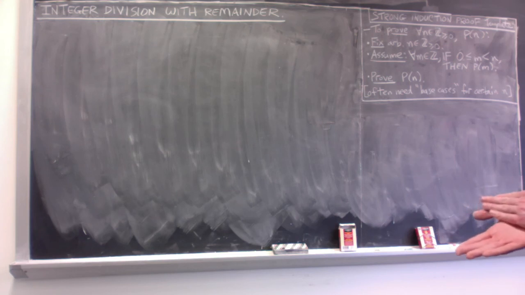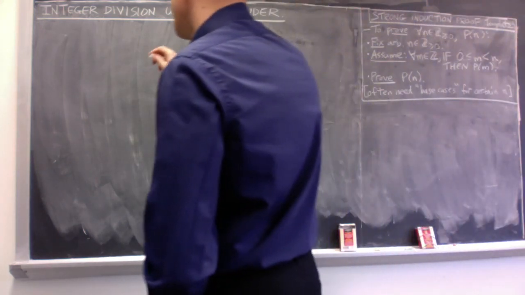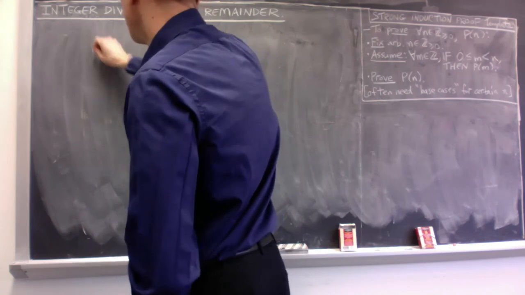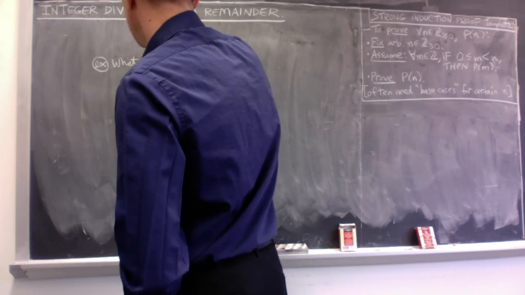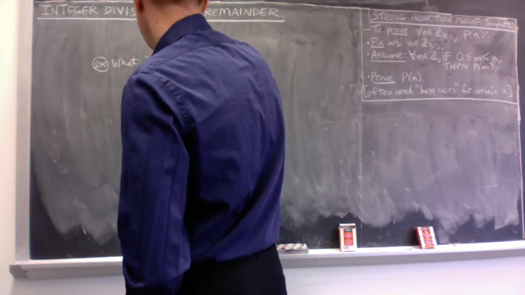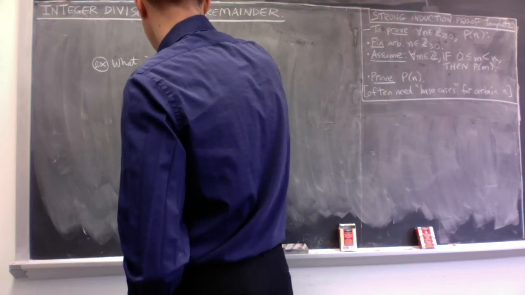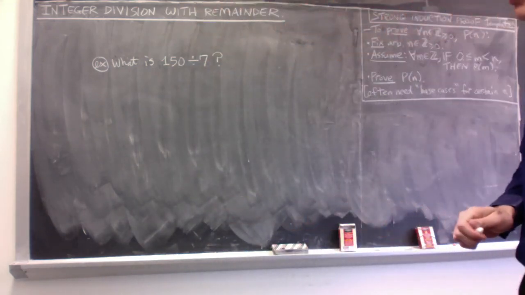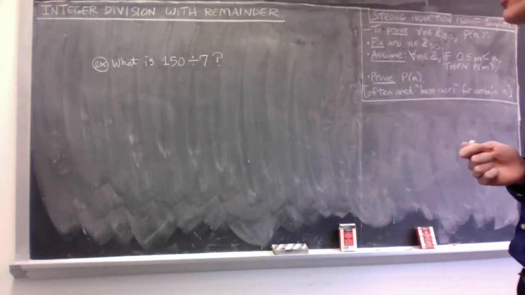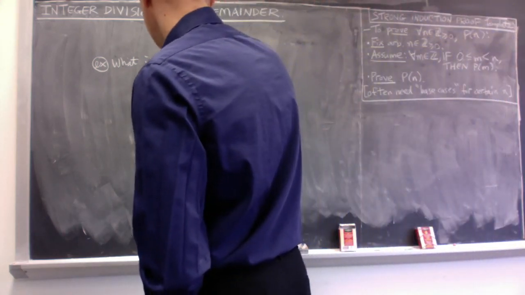This is something that you've all done at some point, elementary school or whatever, at the level of a calculation. So let's just do an example here to indicate what I mean. What is 150 divided by 7? And I don't want just the fraction, 150 over 7, the rational number. I want this so-called integer division. So you do long division.